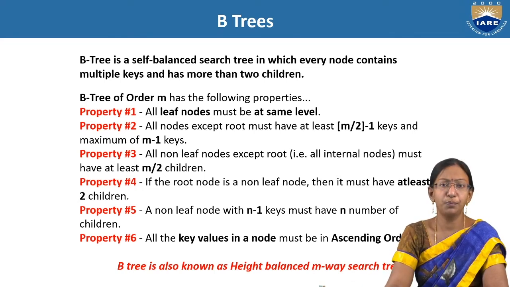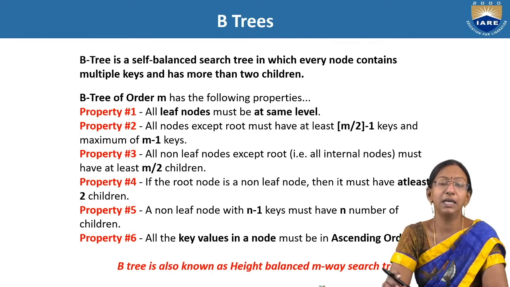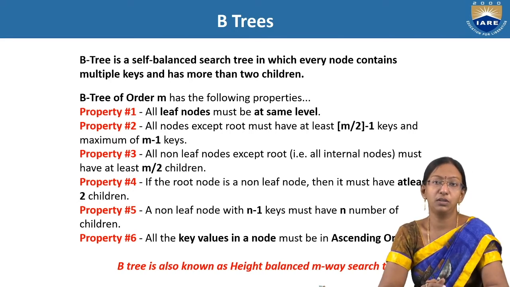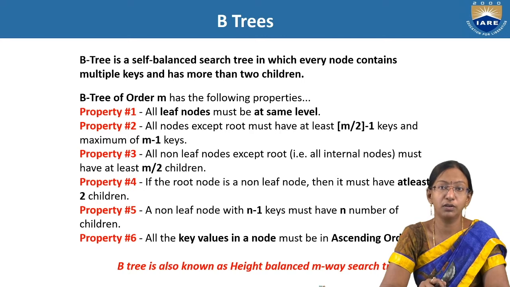Right? So the basic properties that must be present in any B tree, the rules it must abide by, are: Property number 1, all the leaf nodes must be at the same level. Second, all nodes except the root node must have at least m by 2 minus 1 keys and a maximum of m minus 1 keys. Property 3, all non-leaf nodes except the root must have at least m by 2 children. And property number 4, if the root node is a non-leaf node, then it must have at least 2 children.